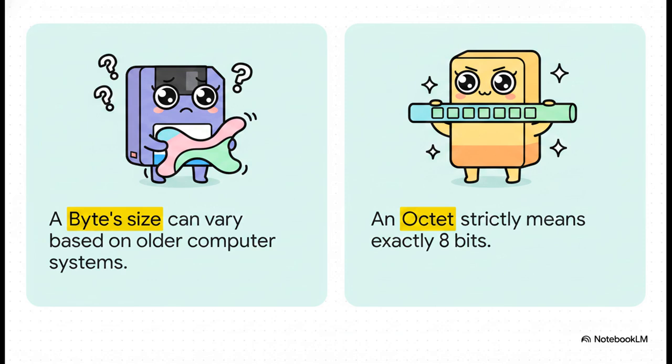Okay, here's a really great piece of insider network engineering knowledge. You might naturally want to call those 8-bit blocks bytes. I mean, it makes sense, right? But in networking, we strictly use the term octet. Why? Well, historically, a byte size could actually vary wildly based on older computer hardware designs. Some crazy systems even use 7-bit bytes. An octet, on the other hand, explicitly guarantees exactly 8 bits every single time.